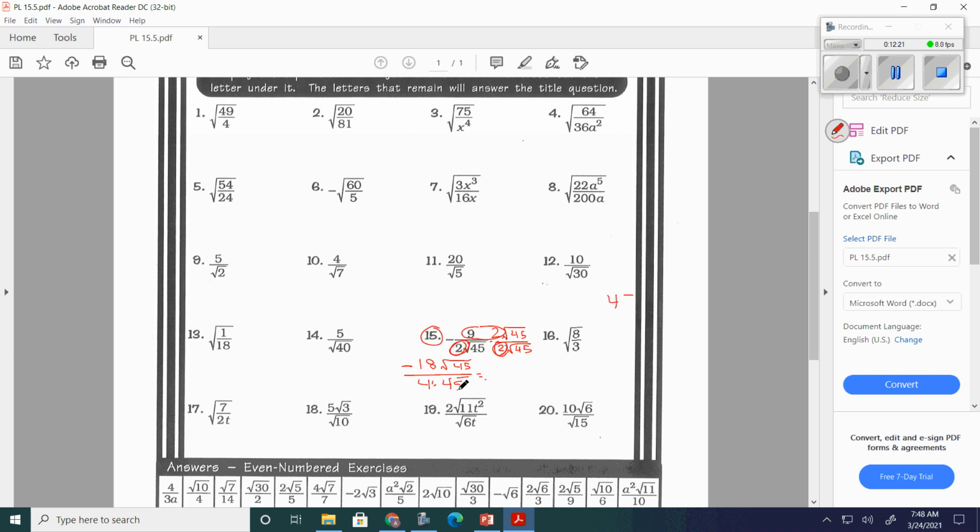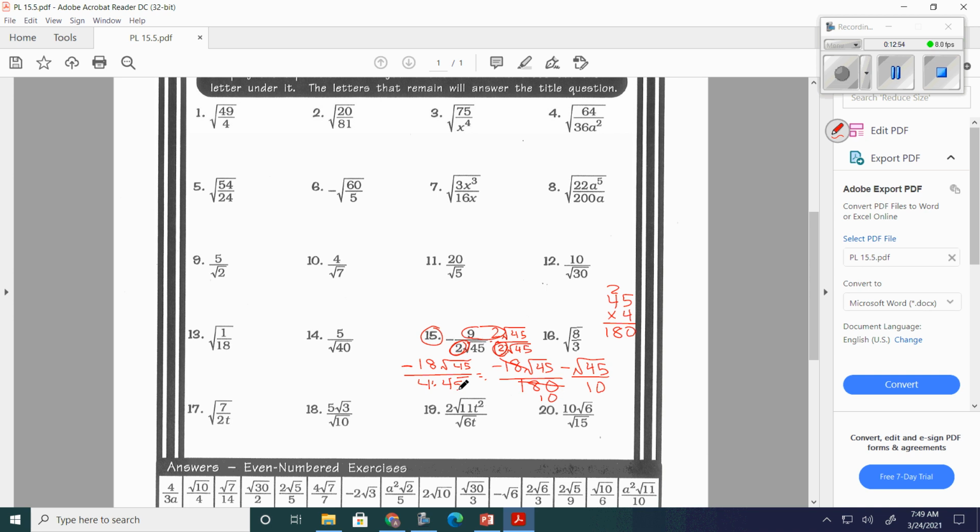Now 45 times 4 is 180. So what we have now is negative 18 times the square root of 45 divided by 180. Everything outside of the radical sign can be simplified. So I can divide 18 and 180 both by 18. That takes this one away, and this one becomes 10. So now we have the square root of 45 divided by 10.